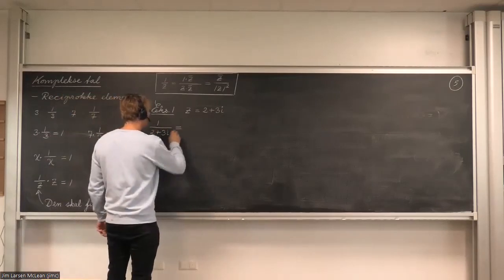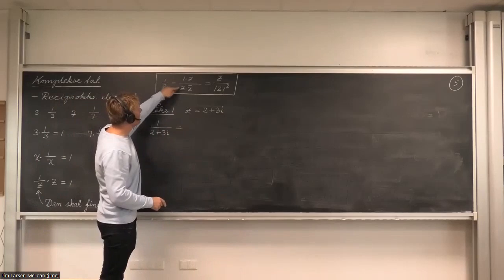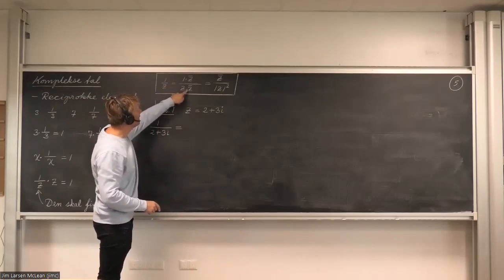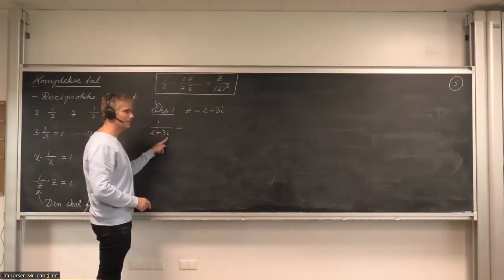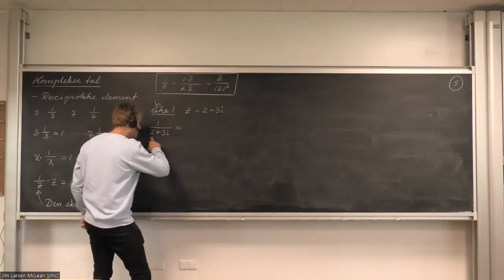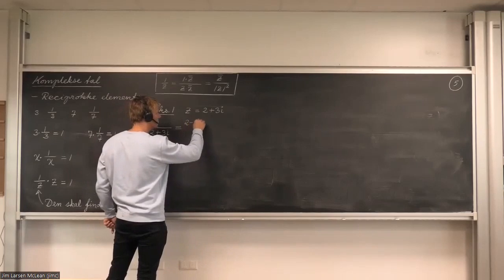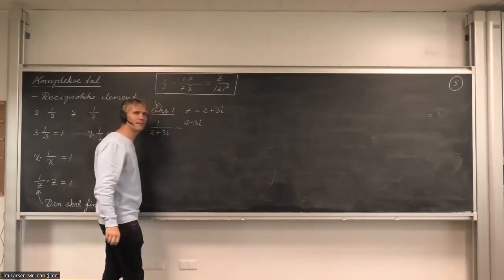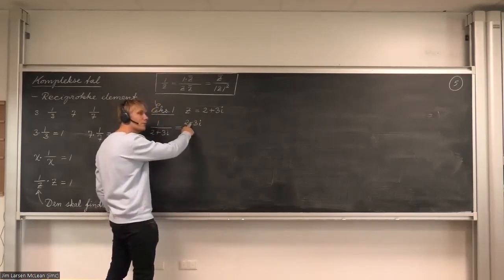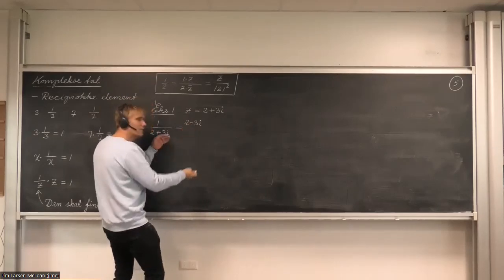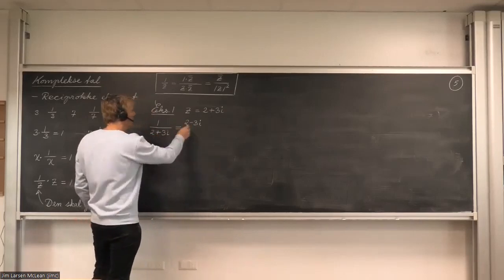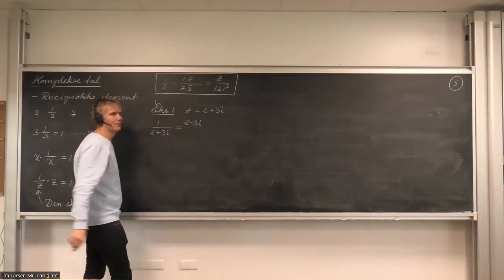What does the formula say to do? It says to multiply the numerator and denominator by the conjugate of z. So I do that. What's the conjugate of 2 plus 3i? It's just 2 minus 3i, because you just reflect along the real axis. That means you just change the sign of the imaginary part. Remember that? When you reflect, you change the sign of the imaginary part. And this is multiplied by 1, so it stays the same.